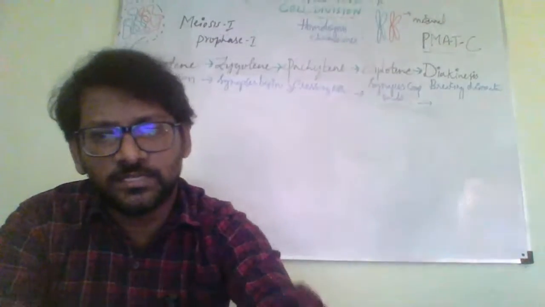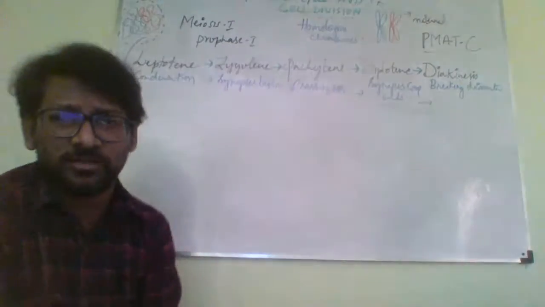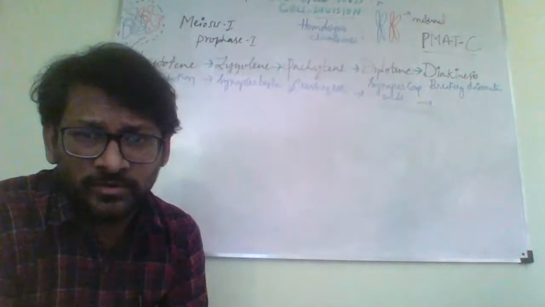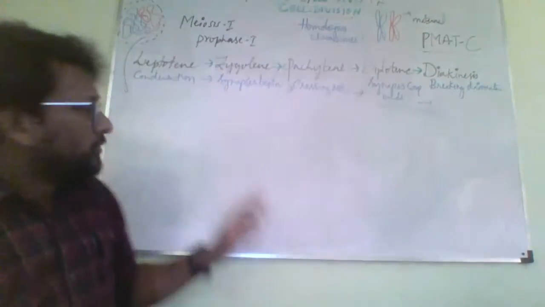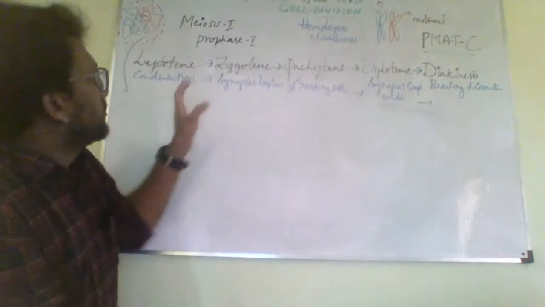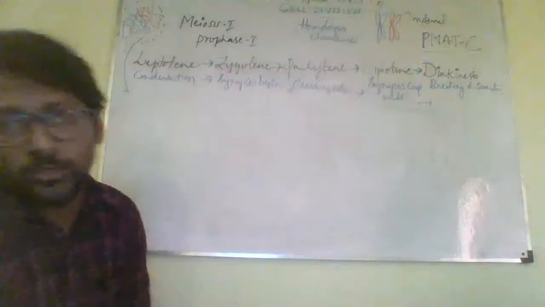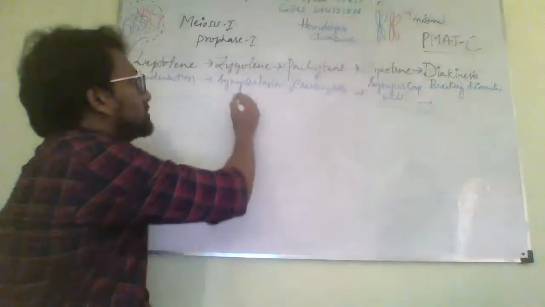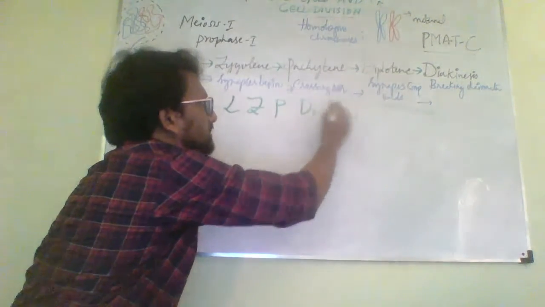Within meiosis 1 is where you will find the recombination, right? So where exactly you will find it, and what things are involved here, is what you need to focus on. During this meiosis 1, prophase 1 is one of the subphases. Prophase 1 is divided into leptotene, zygotene, pachytene, diplotene, and diakinesis.